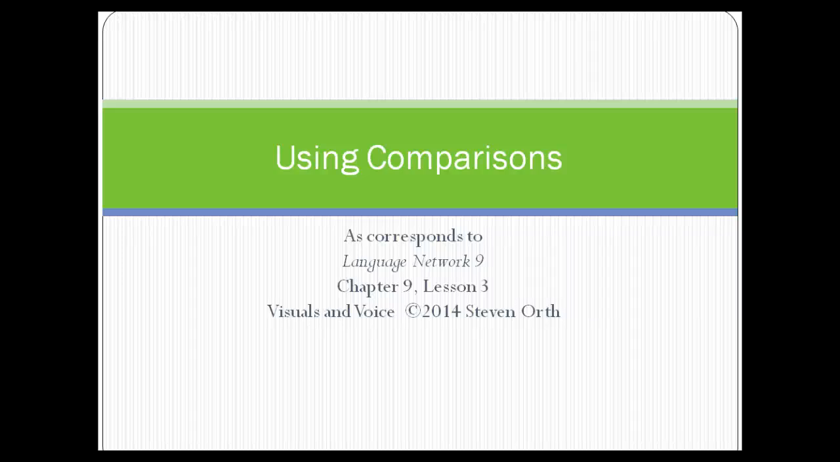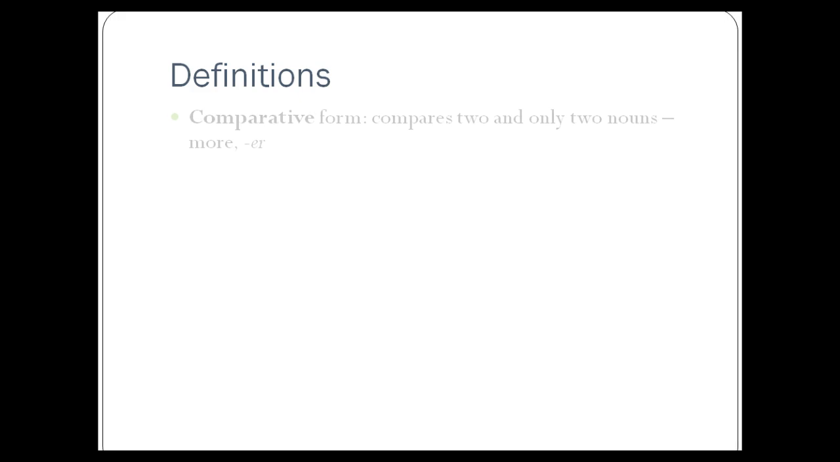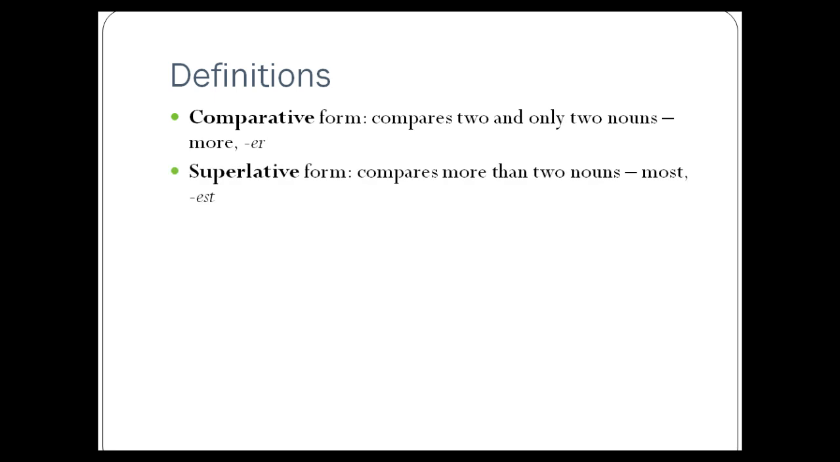Back to Mr. Orth's classroom for grammar, looking at comparisons. The comparative form is the form that compares two and only two nouns. This is the form that uses more in front of the word or adds er as a suffix. Superlative form compares more than two nouns. This uses the most or the est ending. Yes, it's possible to use least, for example, or less for comparative as well.